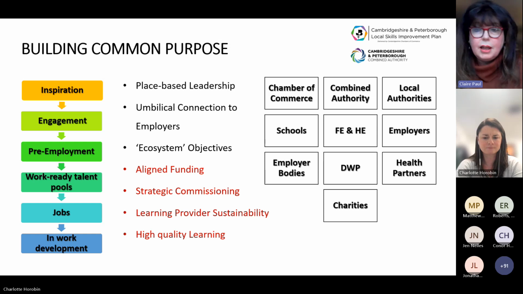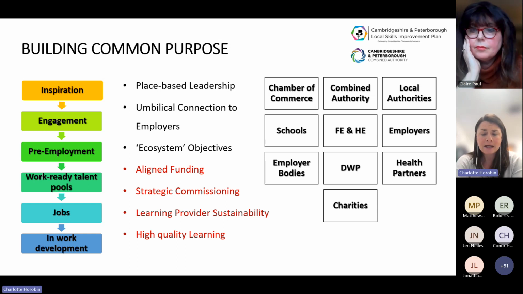And in particular, Charlotte and I are looking at sector-based approaches to this, but we could look at place-based approaches as well. So that ecosystem, local context matters, regional leadership of it really matters as well. So Charlotte, you'll pick up on a few things around that.